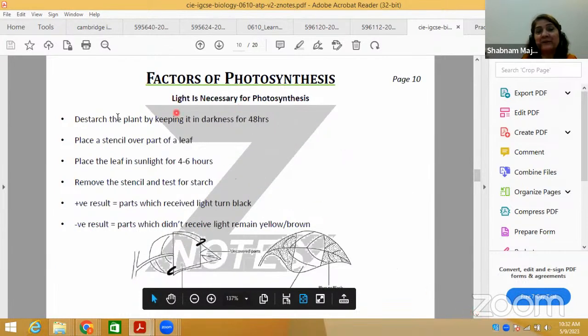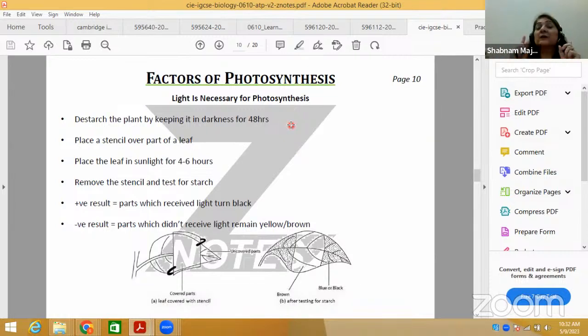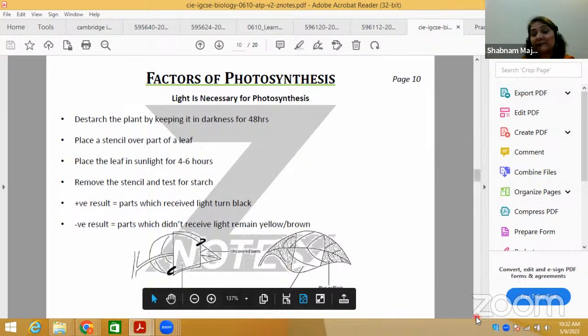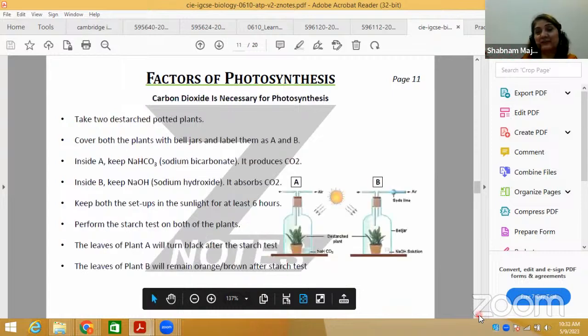I already told you, for photosynthesis we de-starch a plant, putting it in the dark for 48 hours. Why do we need to de-starch a plant? Just to make sure that new starch has been made. After that, sunlight: if you want to show light is important, you cover it with aluminium foil, then you can show the result and apply the starch test. You can see the one which is covered with aluminium foil. Sunlight cannot penetrate. You will show the negative.